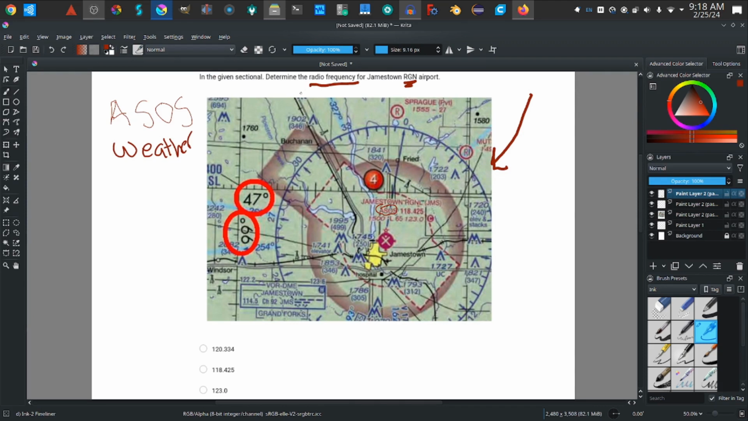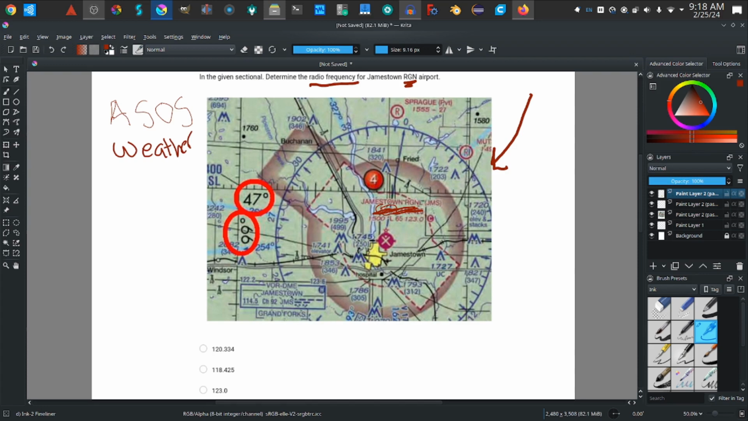When it's talking about the radio frequency, it's talking about the frequency where humans can talk. For the weather station, the ASOS station, you're just hearing a report. You're not talking to nobody. So I can mark that out, because all I'm doing is hearing a radio frequency.